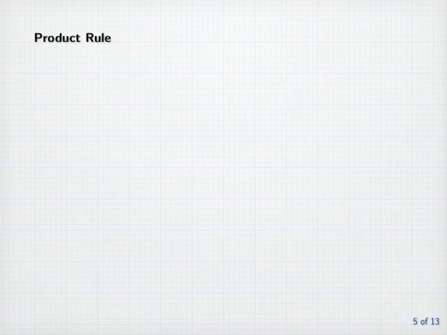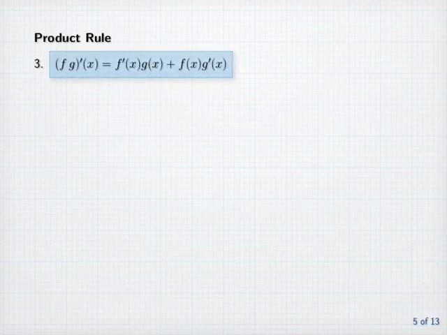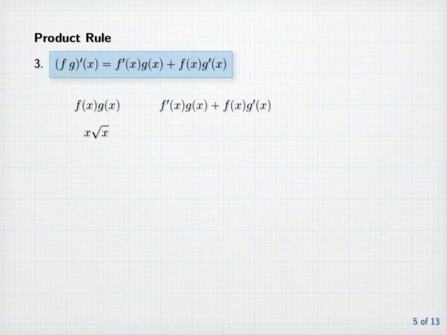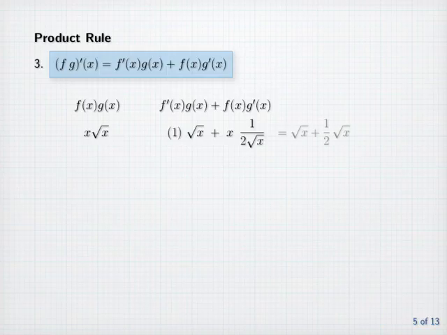The product rule. The derivative of a product f times g is the derivative of f times g plus f times the derivative of g. For example, the derivative of x times the square root of x is the derivative of x, which is 1, times the square root of x, plus x times the derivative of the square root of x. Simplifying, we obtain the square root of x plus 1/2 the square root of x, or 3/2 the square root of x.